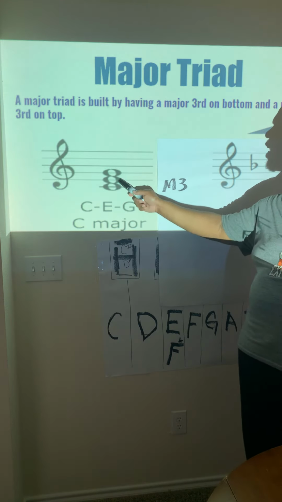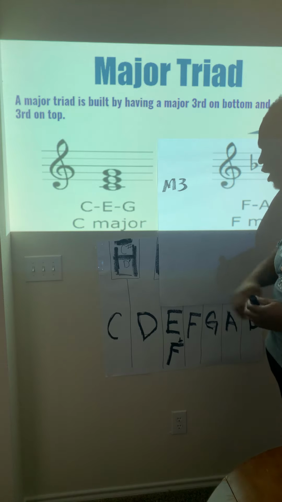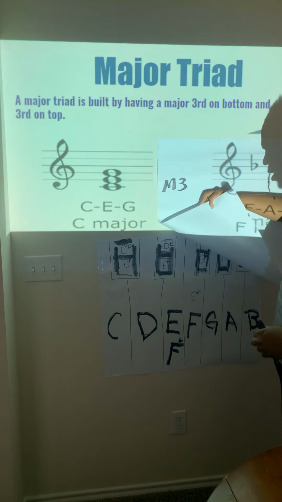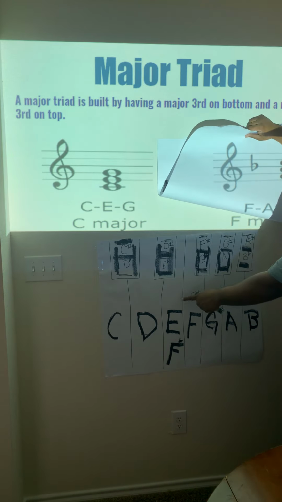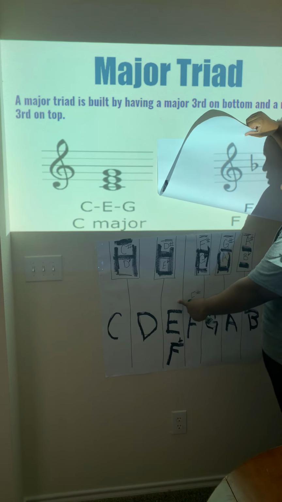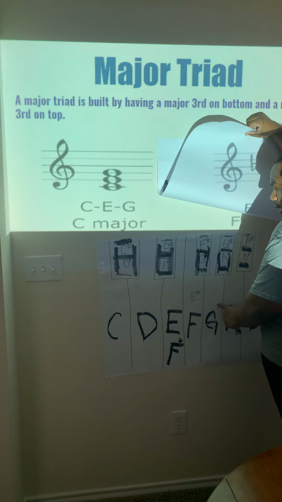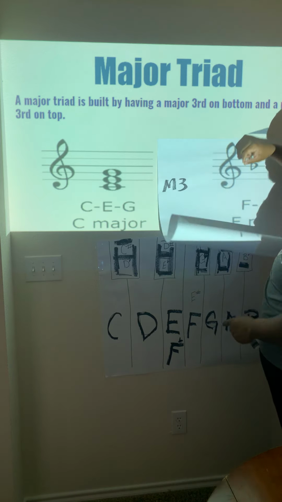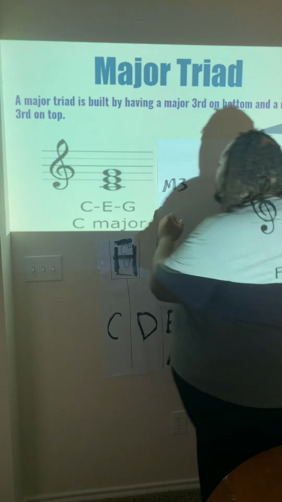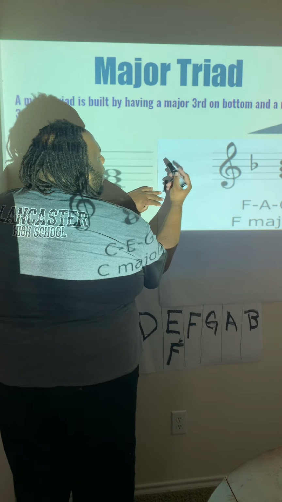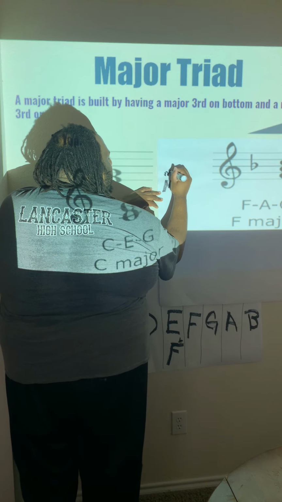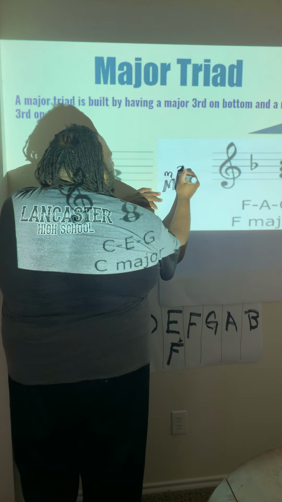Now it says, what is E to G? Well, holding this up, if I start here on E and I count my half steps, I will have to go 1, 2, 3. Well, the rule states that if it's only 3 half steps, that must be a minor third on top. And we indicate a minor third by putting a lowercase m and a 3.